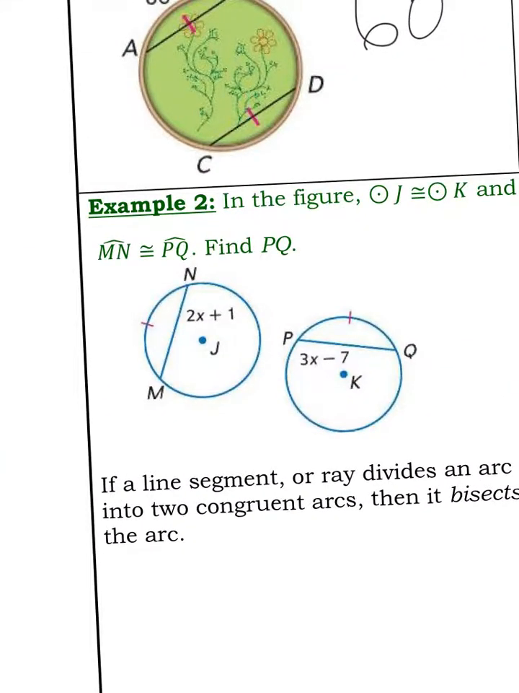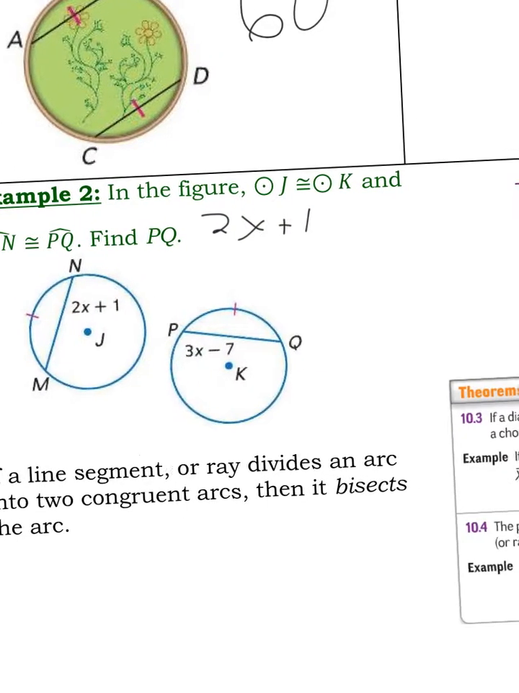Now, let's make this a little bit more difficult. Here we have congruent arcs, and we don't know what the chords are. But if the arcs are congruent, then the chords must be congruent. So 2x plus 1 equals 3x minus 7.